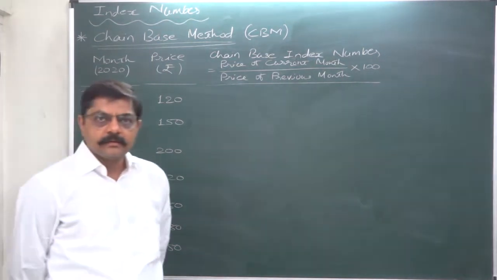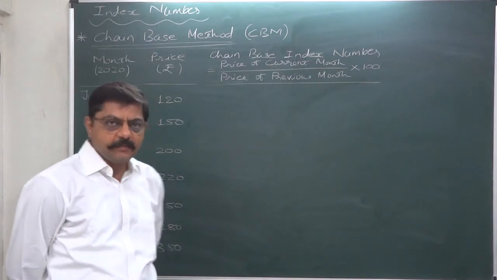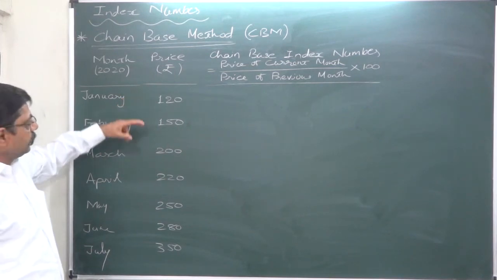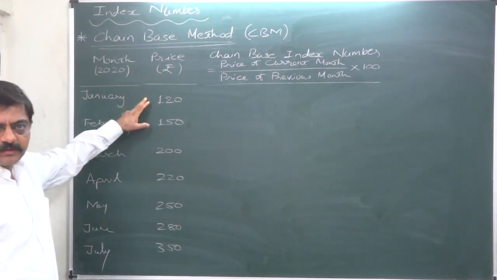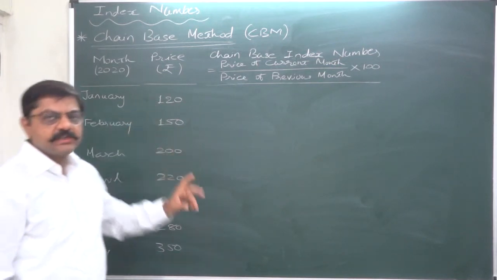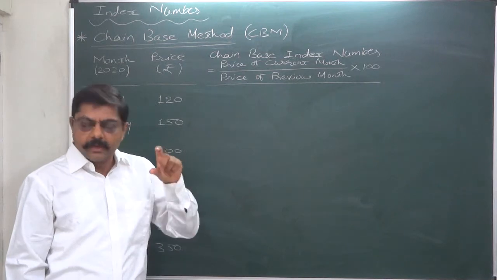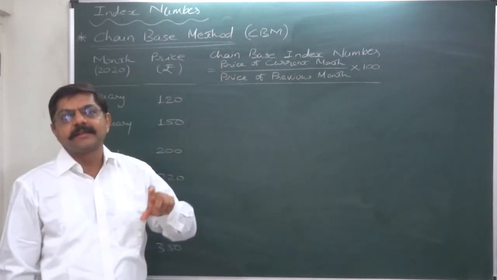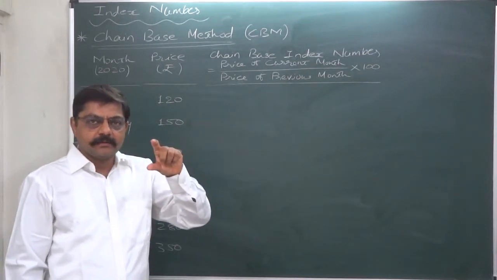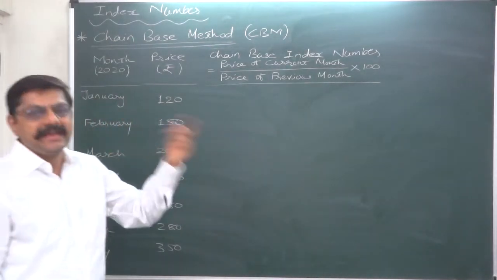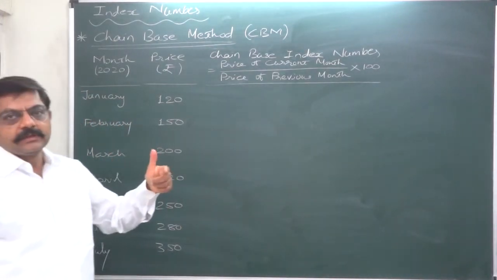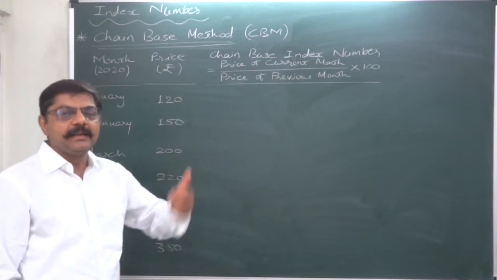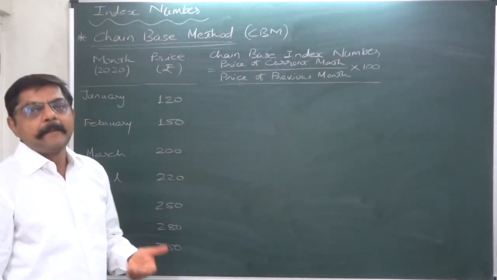We have already discussed the meaning of chain-based method, and let's now take an example of how to calculate the index numbers according to chain-based method. As we now know, chain-based method means for every year the previous year, or for every month the previous month becomes the base year or base month. That means there is no fixed base, but for every current period the previous or preceding period becomes the base period. That's why it is called chain base. Every time the base period is changed and the immediately preceding period is taken as base.